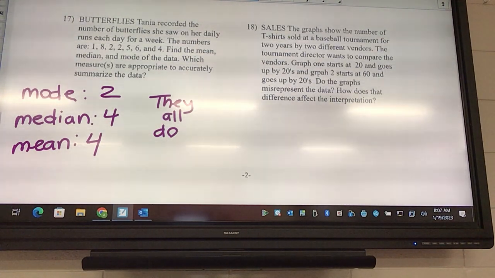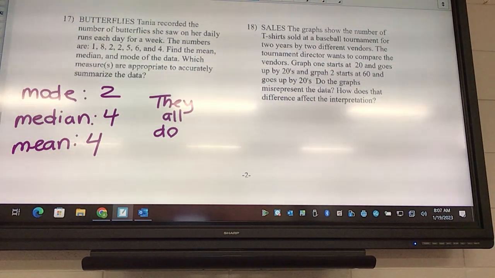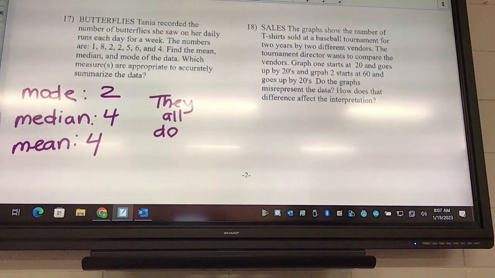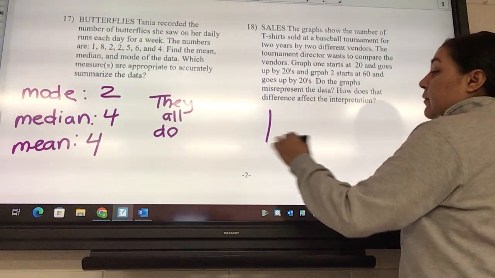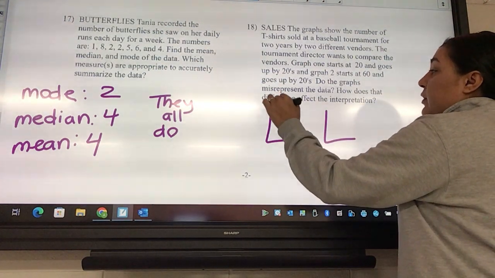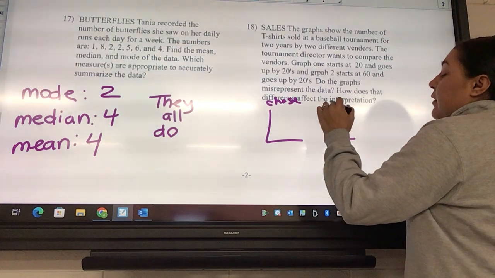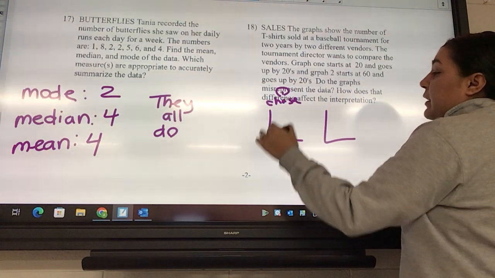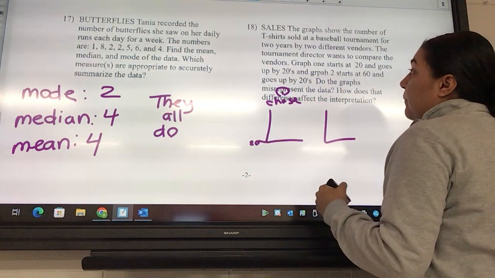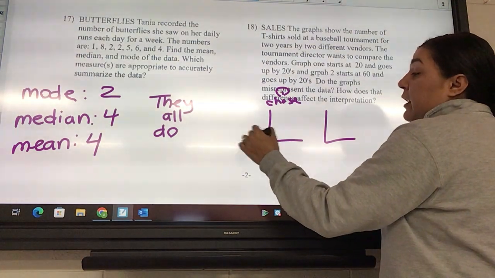Do the graphs misrepresent the data? Yes. Why? One starts at 60, the other starts at 20. They're equal, the same. Whose graph is going to look bigger or smaller? And this is where you may have to kind of draw it to see. Graph 1 starts at 20. So if we did 2 graphs, this is Chase's. Where does Chase's graph start? He's graph 1. His starts at 20 and goes up by what? 20s. So then the next number would be what?